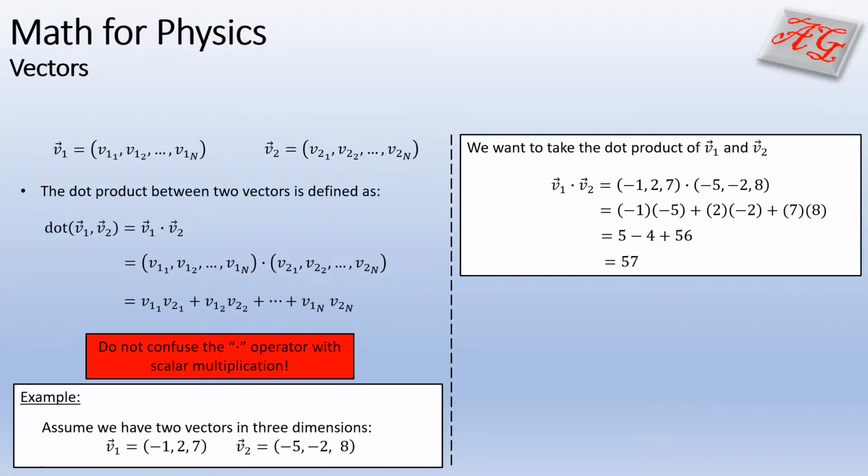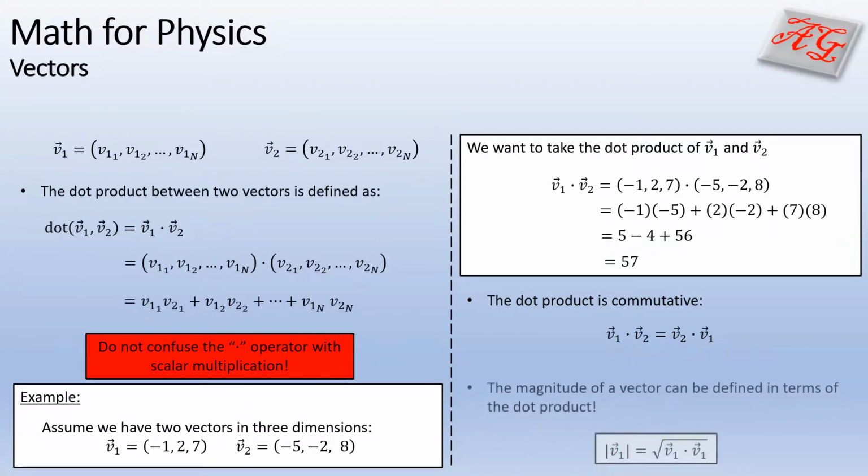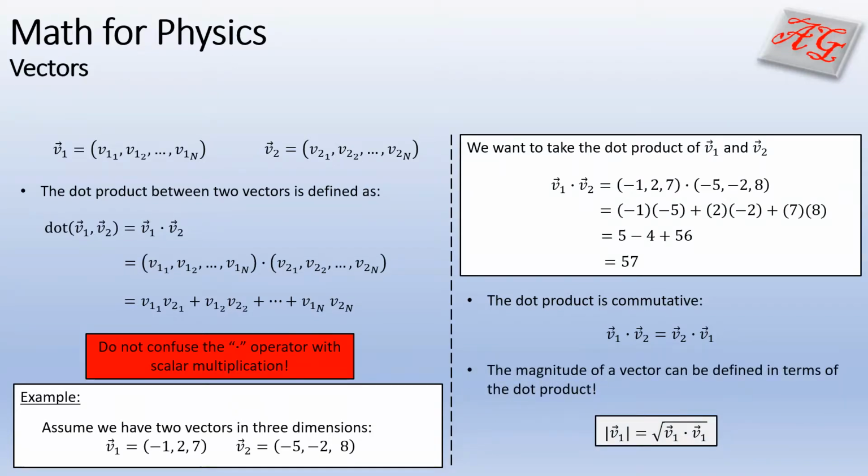So let's now take a look at some properties of the dot product. The first property we encounter on the dot product is that it is commutative. So taking the dot product of b1 and b2 is the same as taking the dot product between b2 and b1. It is also important to notice that the magnitude of a vector can be defined in terms of the dot product as the square root of the dot product of the vector with itself.